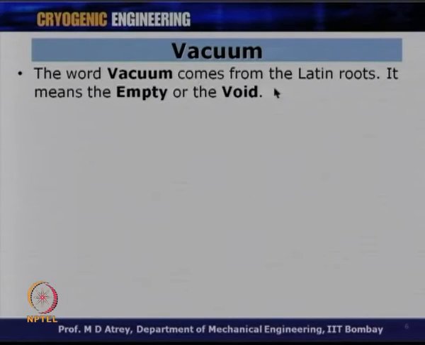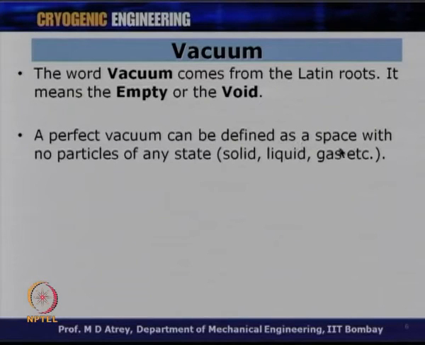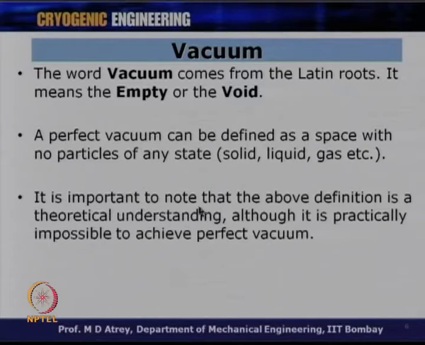The word vacuum comes from Latin roots. It means empty or void. So, actually nothing. A perfect vacuum can be defined as a space with no particles of any state, so no presence of solid, liquid or gas particles in a space. If that is so, then we will say it is a perfect vacuum. It is important to note that the above definition is a theoretical understanding.